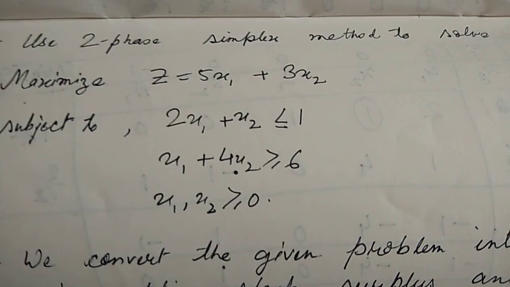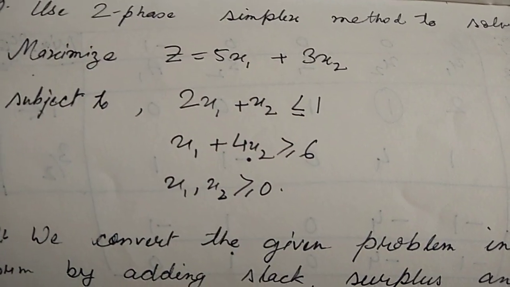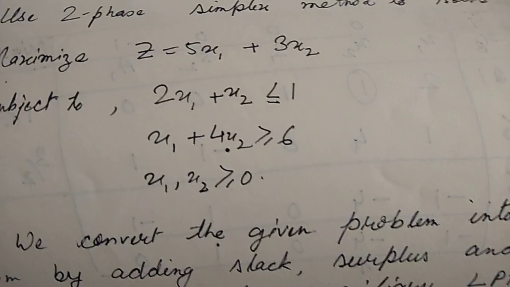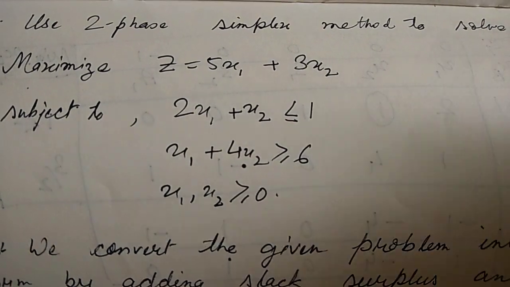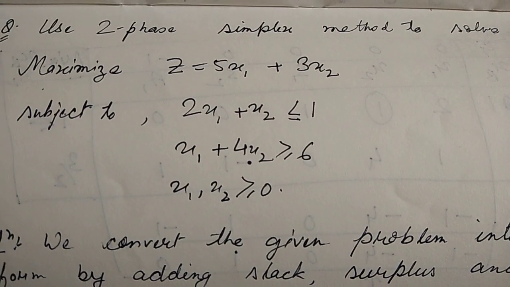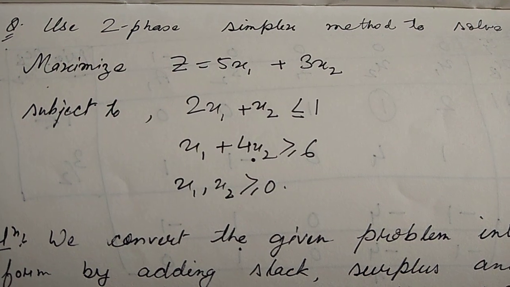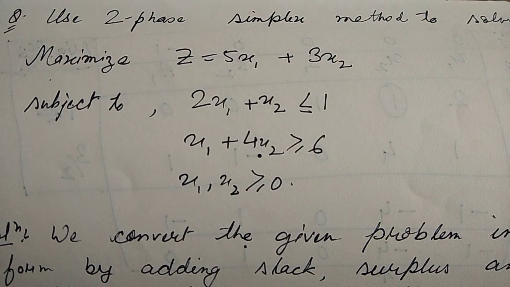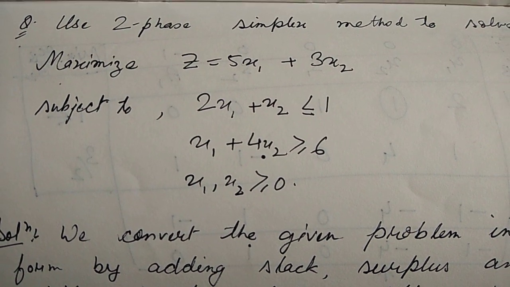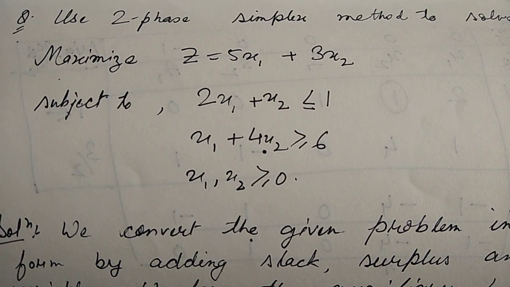Here we will use the same technique, the same concept as the big M method, where we introduce the artificial variable. Here also we will introduce an artificial variable, but we will not bring the M here. Let us see how to do it without M.